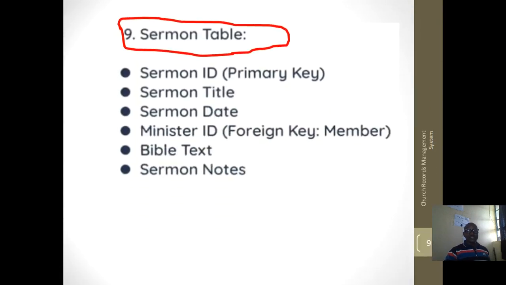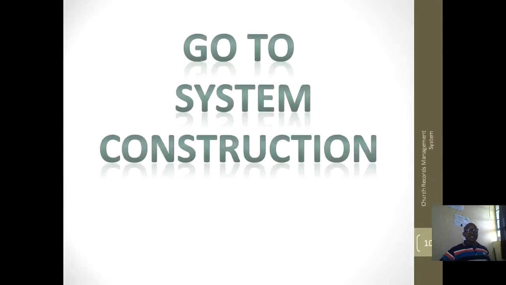Then guys, we shall have the sermon table, where we shall have the sermon ID as the primary key, the sermon title, the sermon date, and the minister involved or minister ID. This one will be gotten from the members, where we shall have position as the minister. We shall have the Bible text and sermon notes. Then from there, guys, we shall now go one-on-one to the system construction, where we shall open Microsoft Access and do the tables as it is supposed to be done.